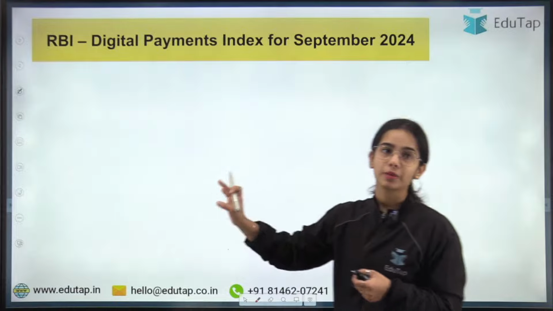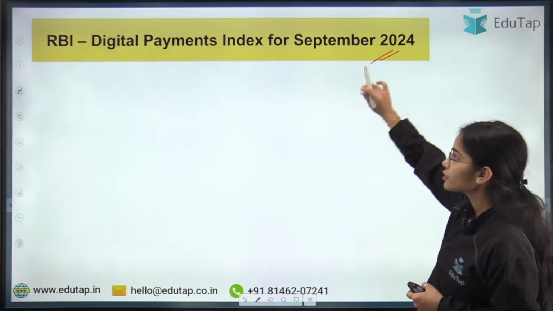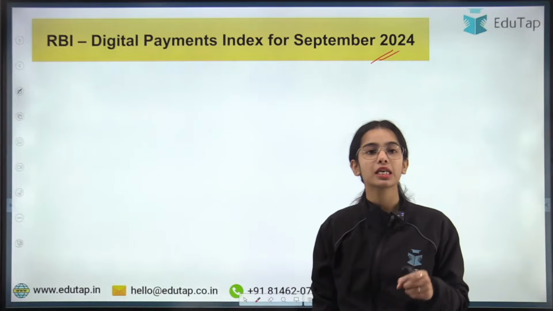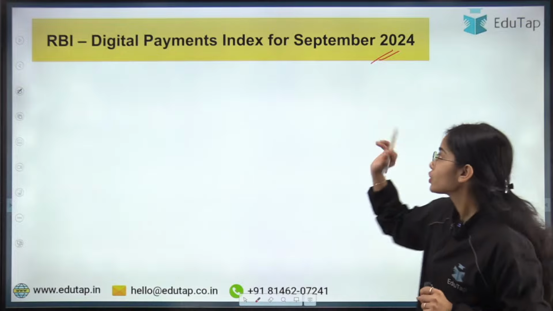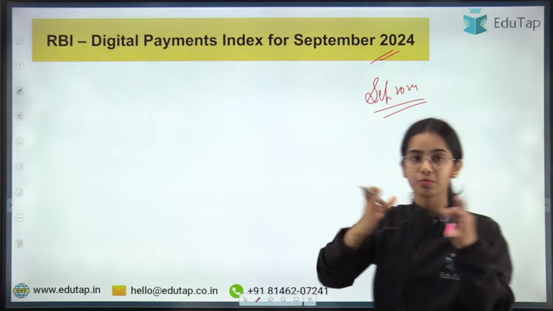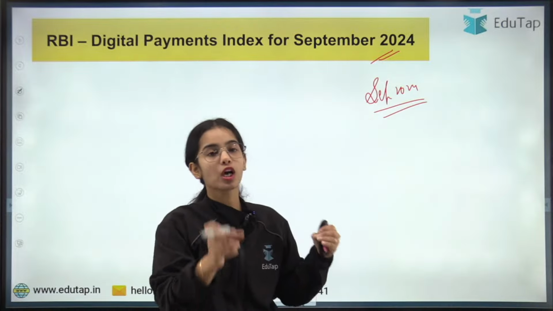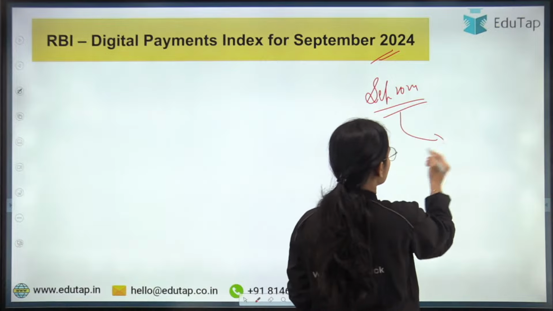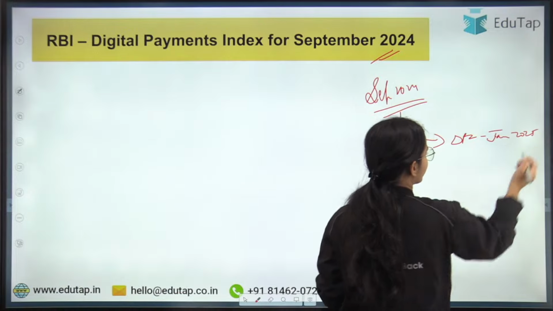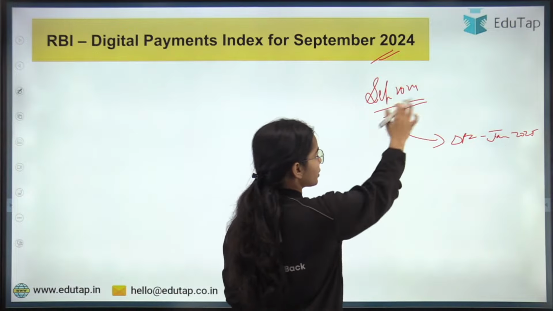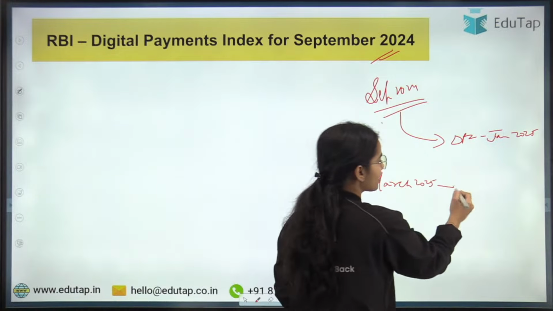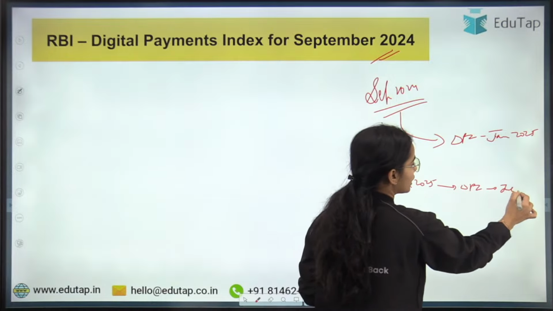So now starting with the RBI DPI for September 2024. First of all, the Reserve Bank of India Digital Payment Index is released biannually. That means in one year it is released twice. For the 6-month time period that ended in September 2024, the Digital Payment Index was released in January 2025, and for the next 6 months, from September 2024 to March 2025, the Digital Payment Index will be released in July 2025.